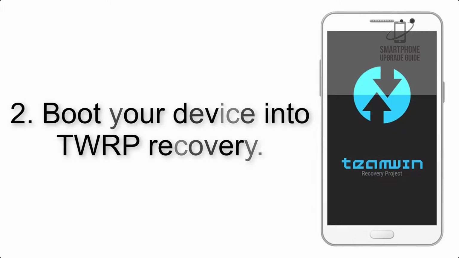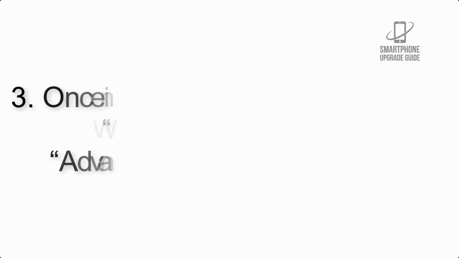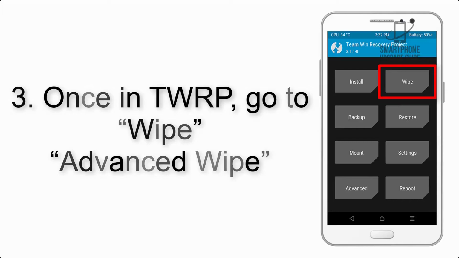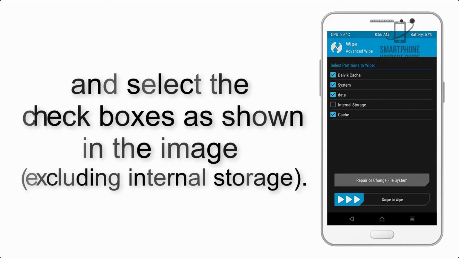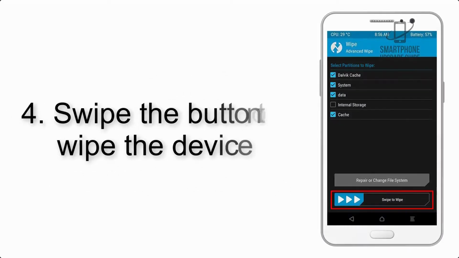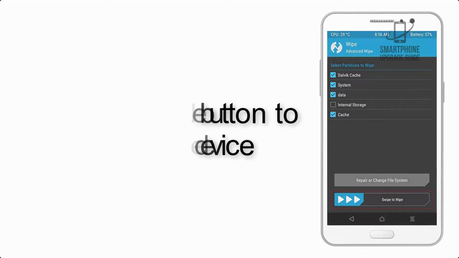Boot your device into TWRP recovery. Once in TWRP, click on Wipe, Advanced Wipe, and select the check boxes, as shown in the image, excluding internal storage. Step 4. Swipe the button to wipe the device.